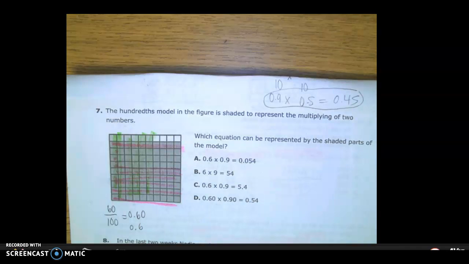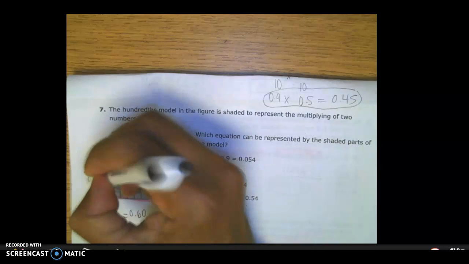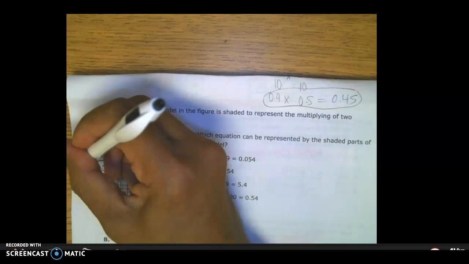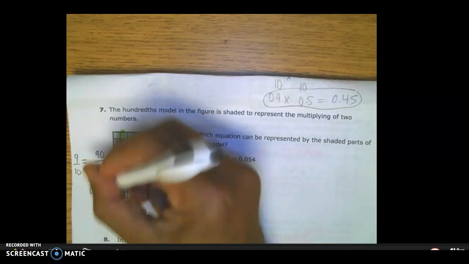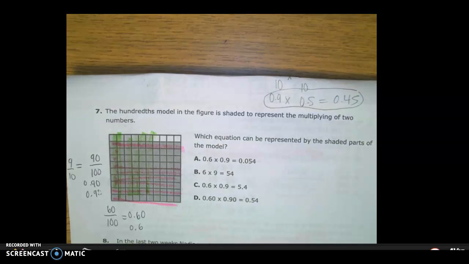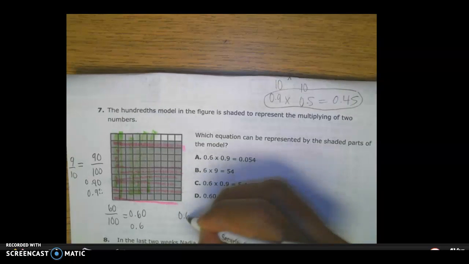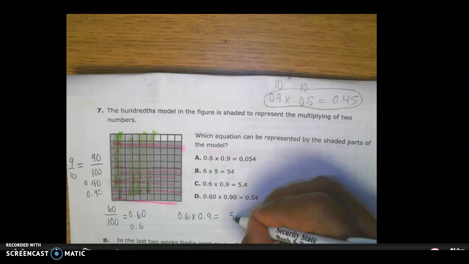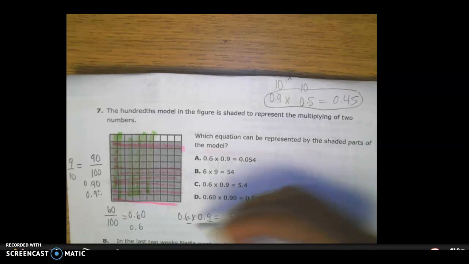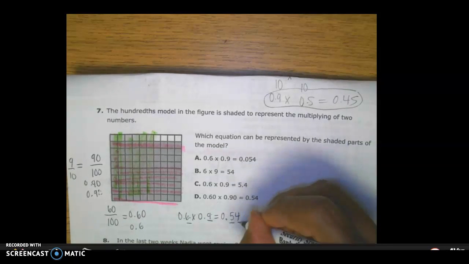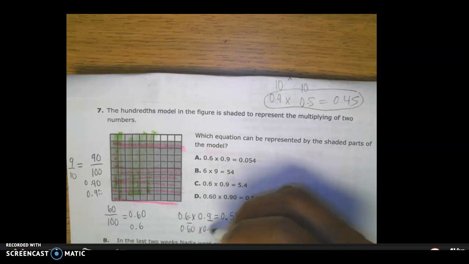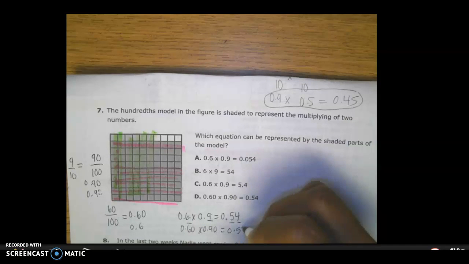So that's 90 hundredths or 0.90 or 0.9. They're the same. 9 tenths and 90 hundredths is the same, right? Just add the 0 here and then that's the same problem. So I can say 0.6 times 0.9 equals, 9 times 6 is 54. And I have two numbers behind the decimal point, 1, 2. Or I can say 0.60 times 0.90 is the same as 0.54.